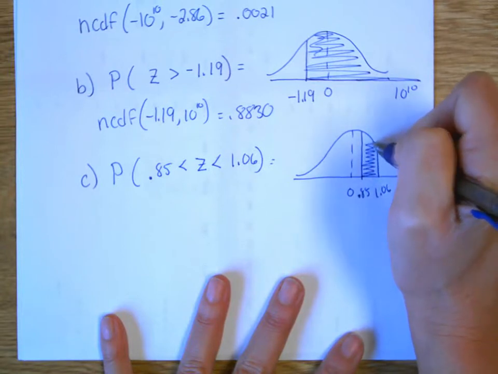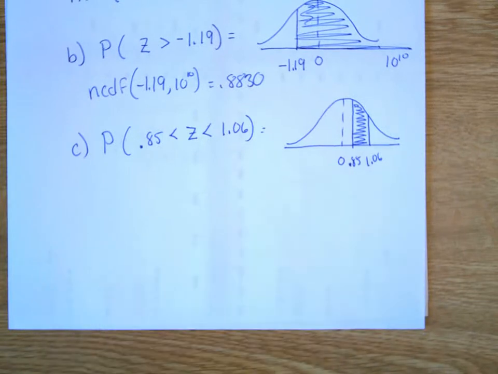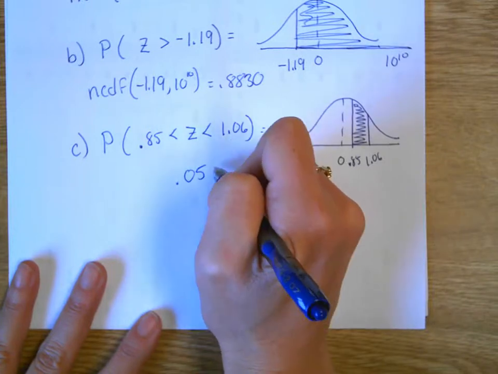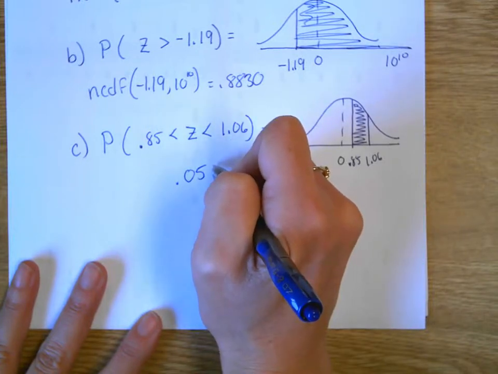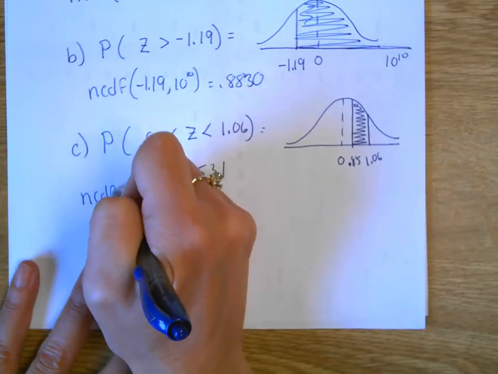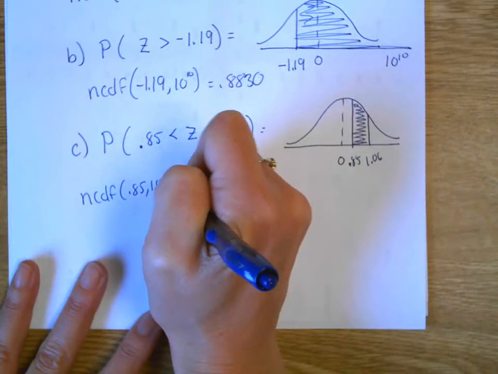Can we just test that now? 0.05. We're having a quiz Friday on it. Oh my god. .05. What'd you say? 3.1. What was the answer to B? .8830.